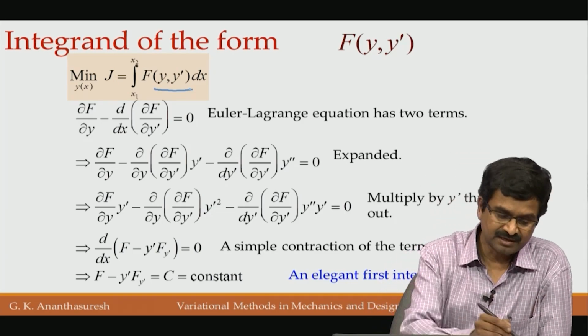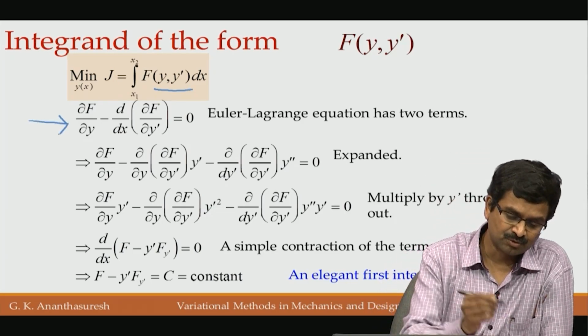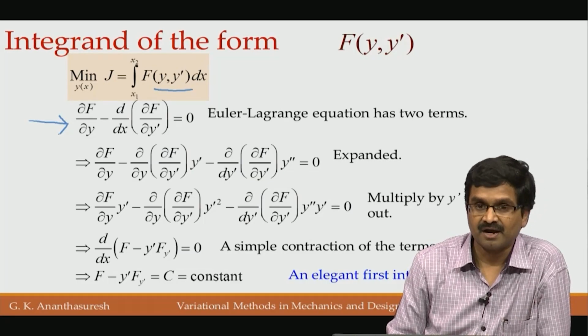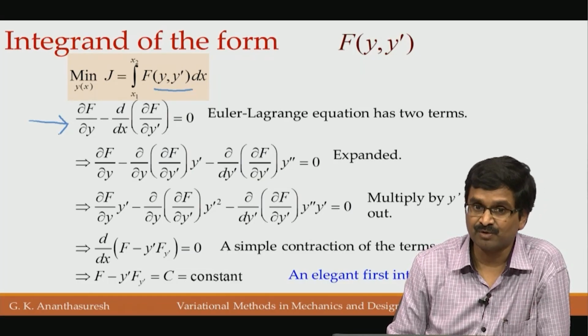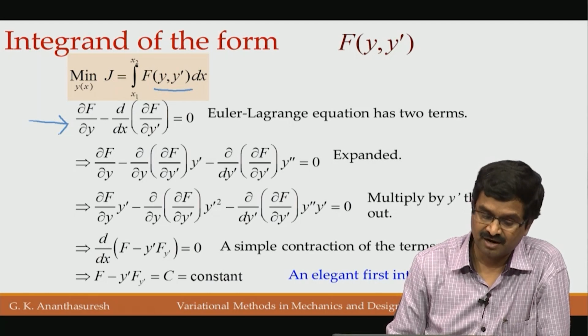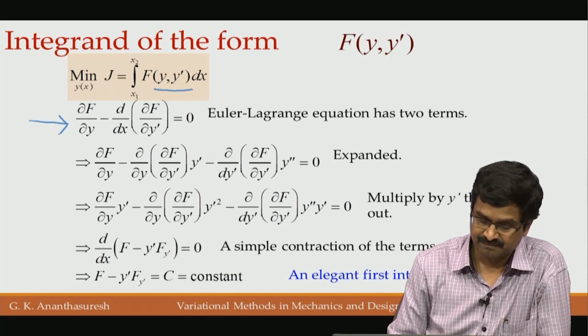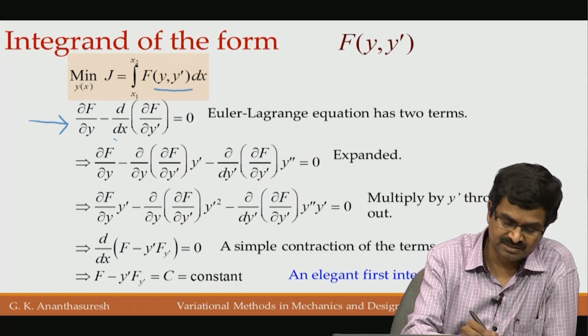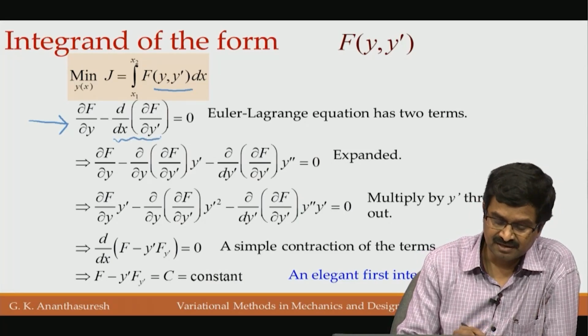Okay. Then you write the Euler-Lagrange equations because both terms exist: because y exists, ∂f/∂y will exist, and because y prime exists, ∂f/∂y prime exists, and you take this and you get that. So now we are expanding the second term. This term is expanded using the chain rule.